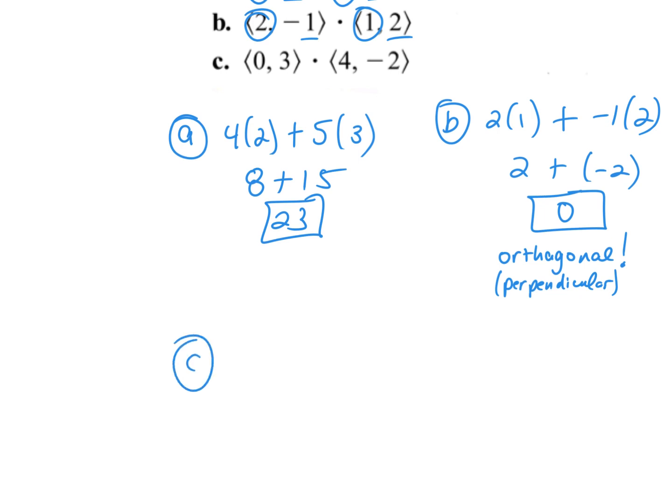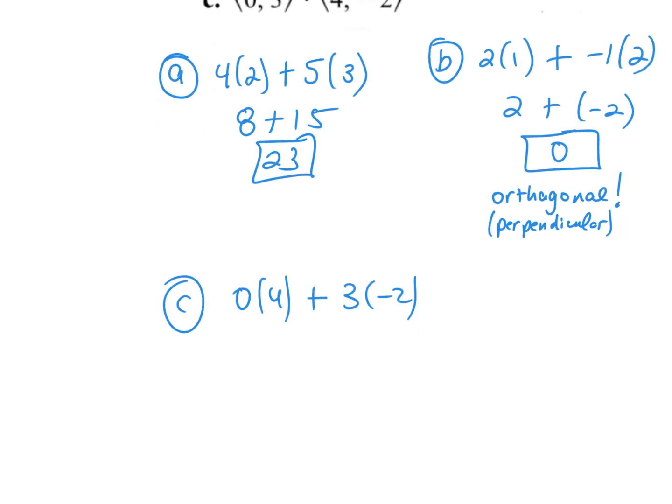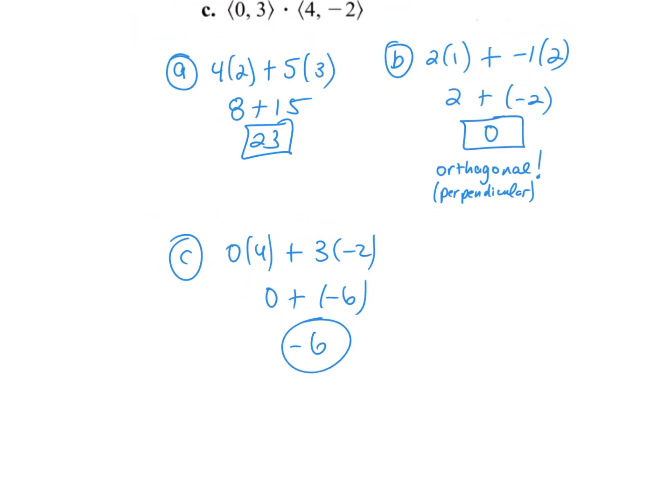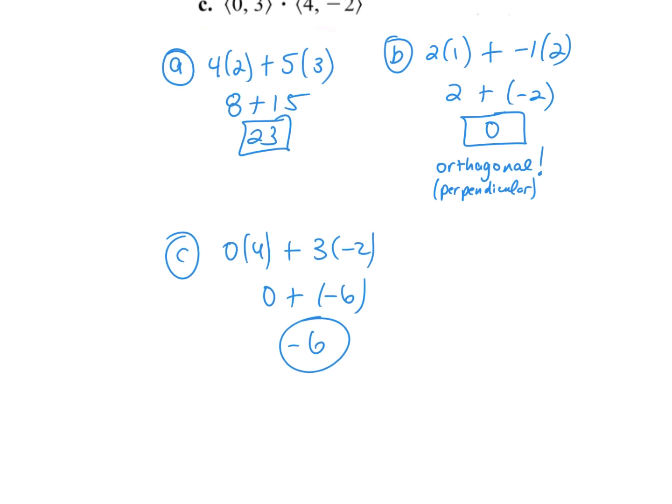All right, let's look at letter C. C says first times first, 0 times 4, plus 3 times negative 2. What's 0 times 4? 0. Plus negative 6. So what's your dot product? Negative 6. Questions? Would we write 0 or orthogonal for the answer? It depends on what the question's asking. If it asks for the dot product, it'd be 0. If it asks whether these two vectors are orthogonal, you would say yes, they're orthogonal. We'll talk more about that, depending on how the question's asked.